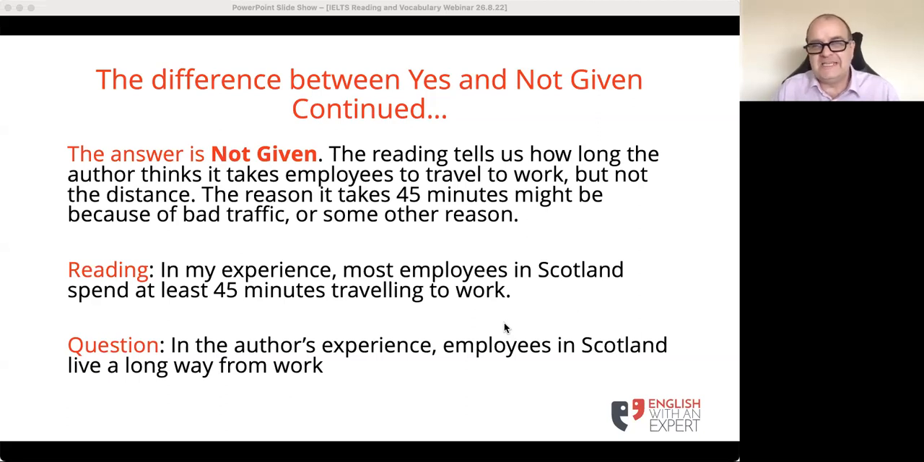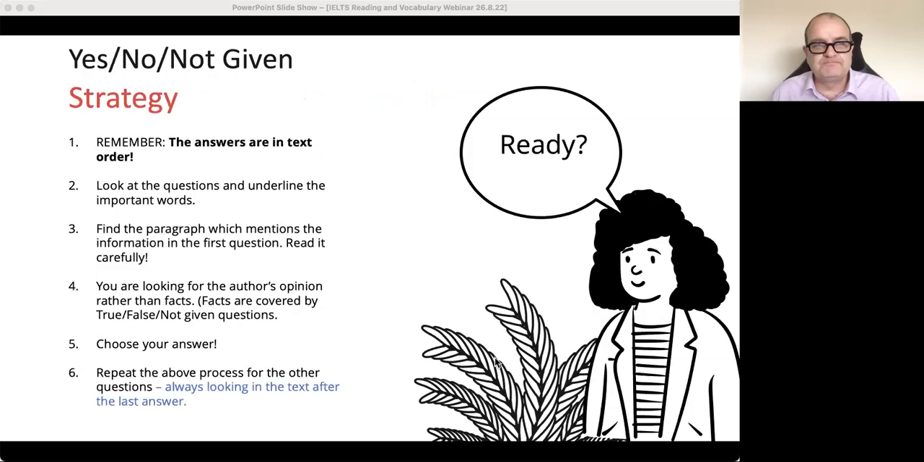So getting another 1 mark out of every 10, in each reading, if you get 7 out of 10, one extra correct, that's going to be an extra band score. So that could make the difference of a whole band score on your test. Right, let's go on to the yes, no, not given strategy.